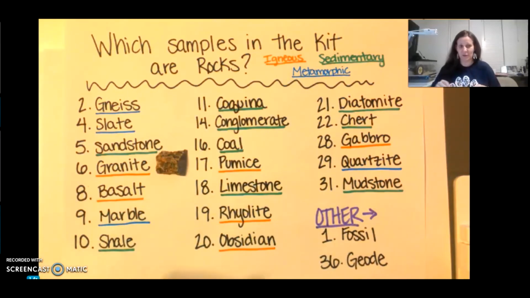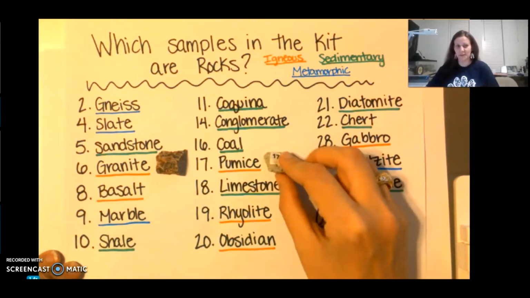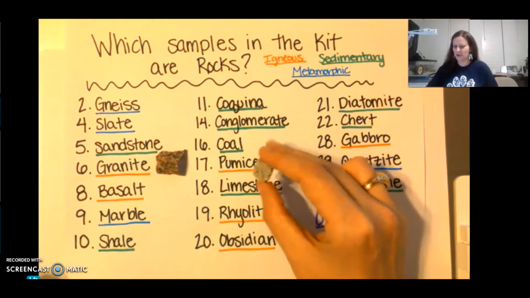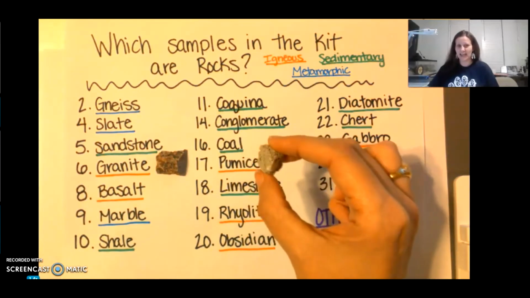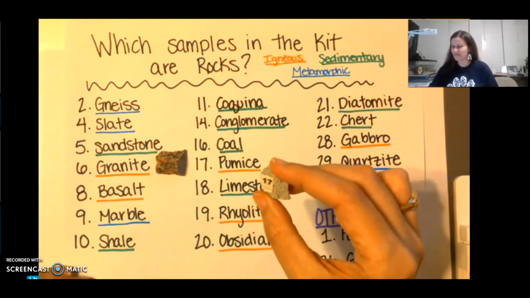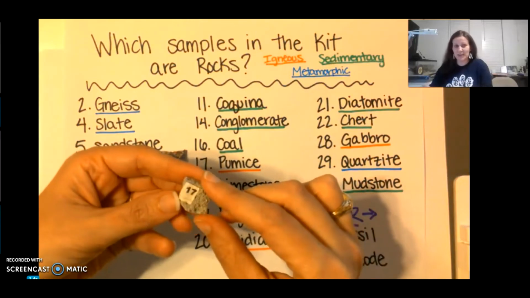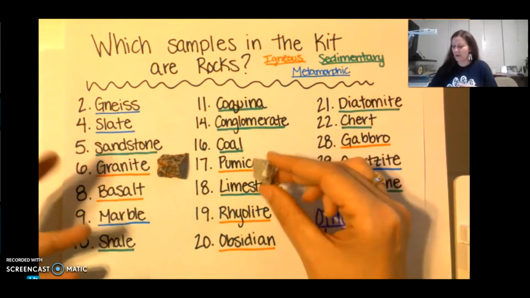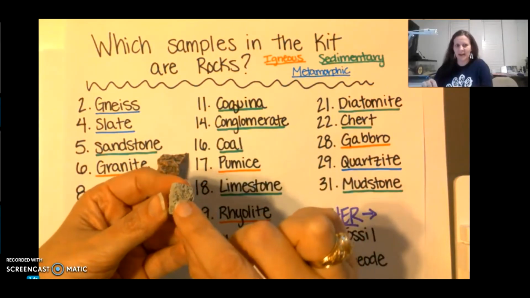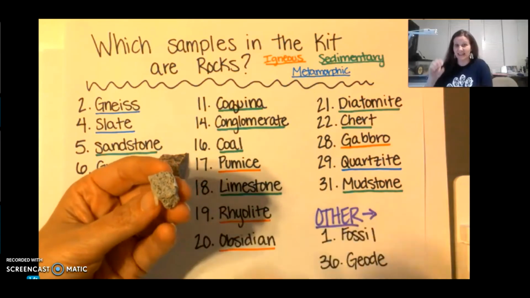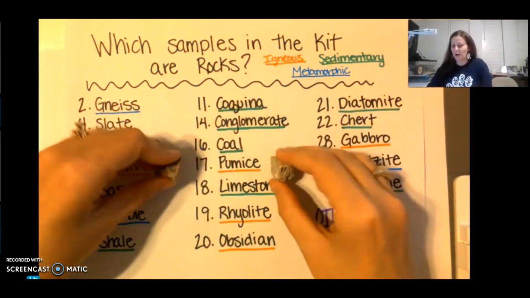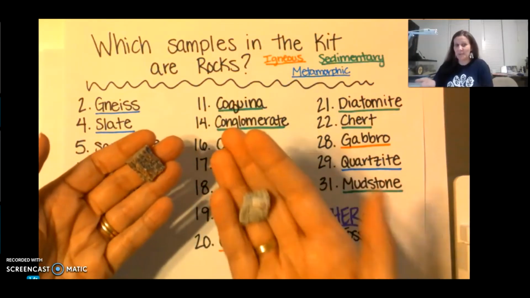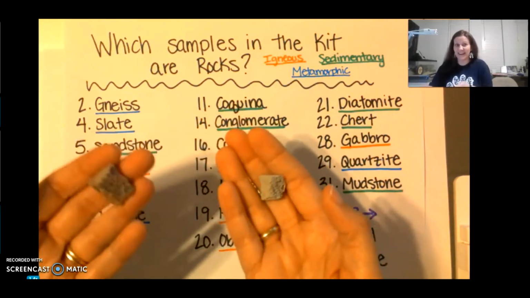Another one that I want to look at is pumice, number 17. Take that one out, and you'll notice that it has holes all over it. This is a volcanic rock, and it is also igneous because it is formed through those volcanic processes from a lava, but all the holes are where gas was inside the lava and the gas escaped. So if you hold these two in your two hands, you'll notice that pumice is a whole lot lighter than your granite.